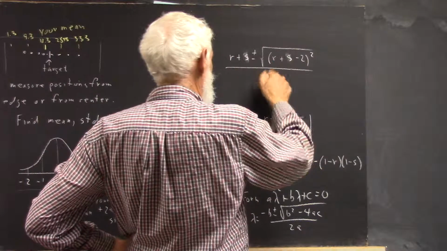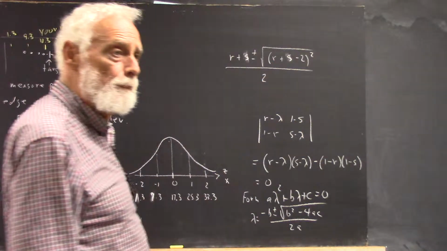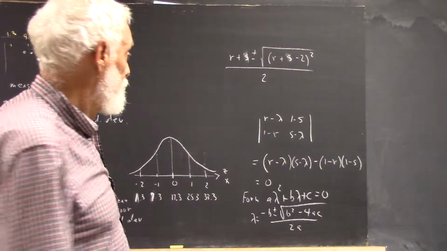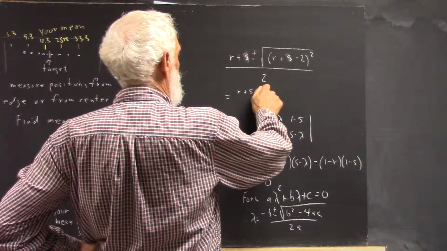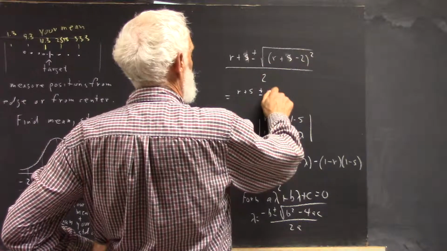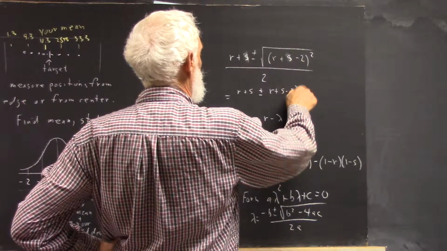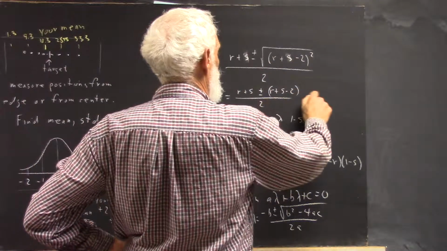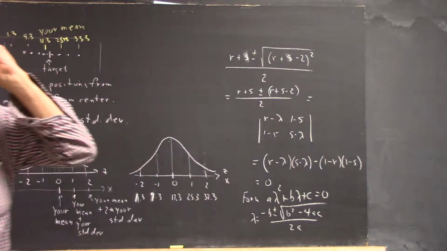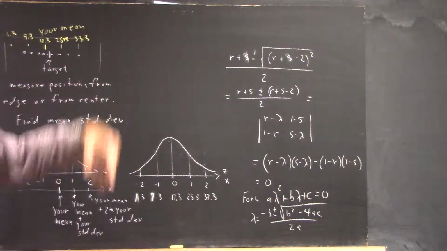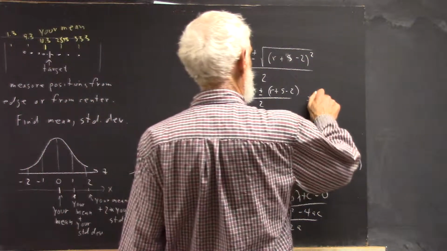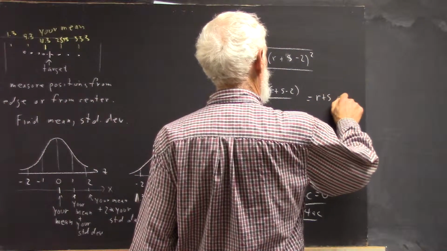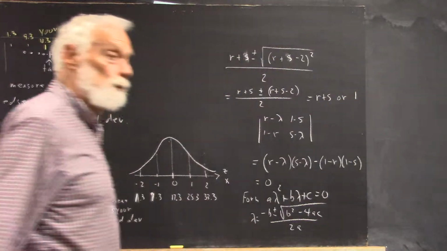I'm just going to verify that. Okay? So very much like this, and you get then r plus s, and the square root of this is just r plus s minus 2. Right? And then that simplifies and gives you either r plus s or 1.